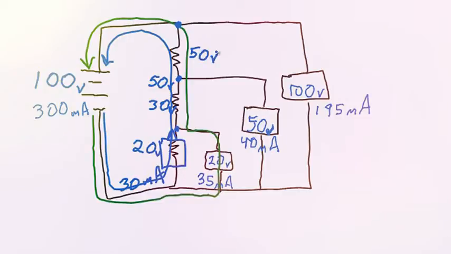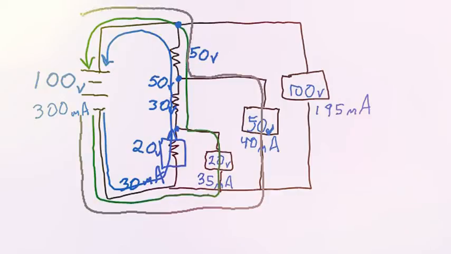So the blue loop that you see is the bleeder current. The green loop that you see is through the 20 volt 35 milliamp load. And now if I look at the 50 volt load, I'm going to have a third flow rate that flows through to make that load run, meets up here, and it flows through that top resistor.